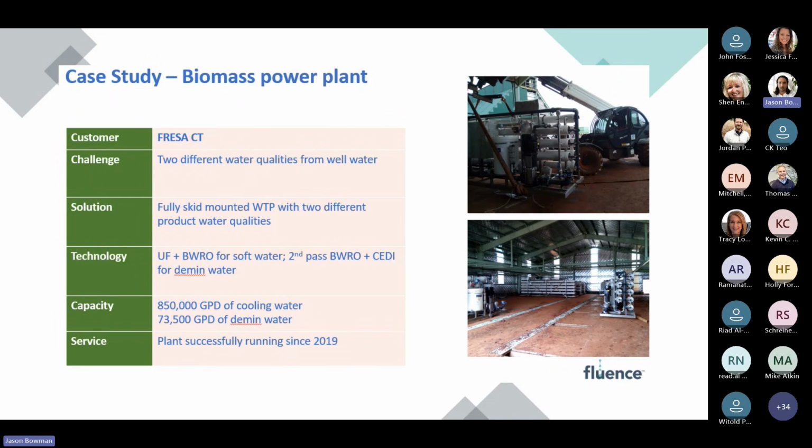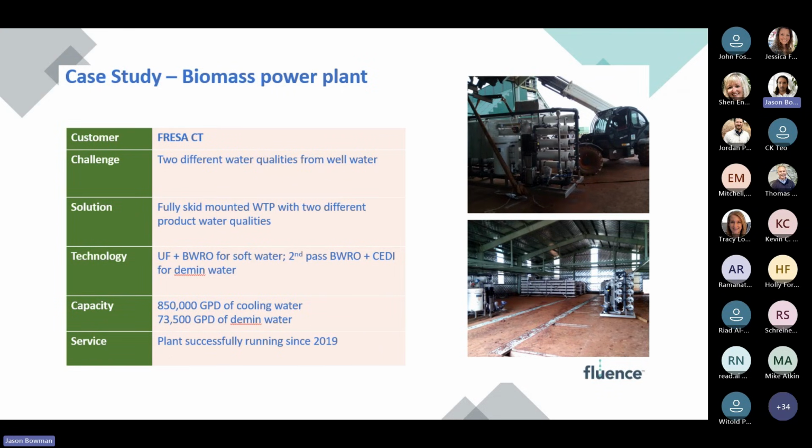The resulting solution that we came up with for the site was to provide a number of skid-mounted systems to meet their needs. The systems included UF for pretreatment of the well waters as the initial step, followed by a first pass RO to remove dissolved solids. The majority of the first pass RO permeate was then sent to the cooling towers, as you can see, but a small stream was reserved for some further treatment. That further treatment consisted of a second pass RO skid that we provided so that it would be suitable for the final EDI polishing step.